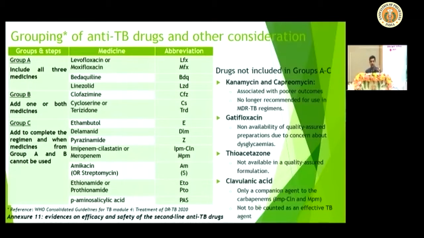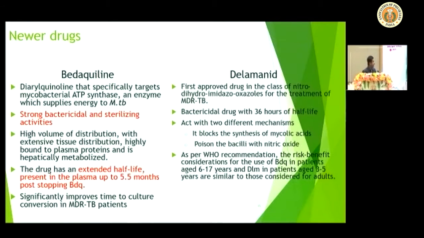Group B, two drugs, clofazimine, then cycloserine or terizidone. And group C, ethambutol, delamanid, pyrazinamide, and the other lower down drugs, amikacin, imipenem cilastatin, ethionamide, prothionamide, PAS. Bedaquiline and delamanid are the two newer drugs that have been added in the armamentarium of our fight against tuberculosis.